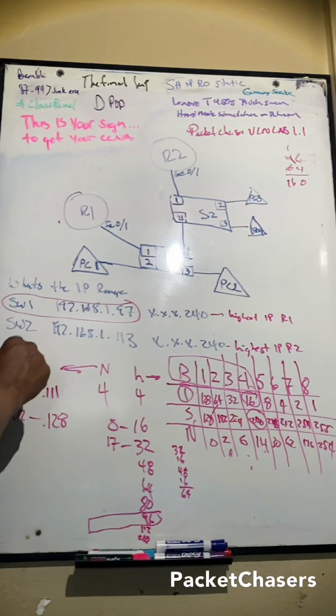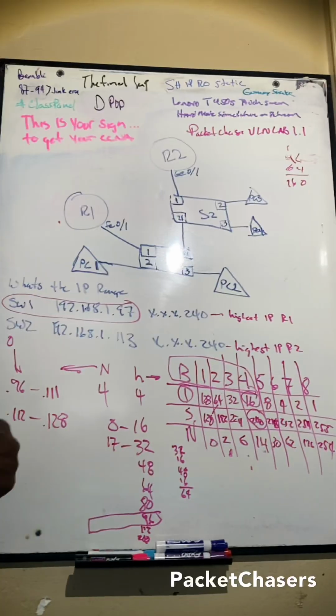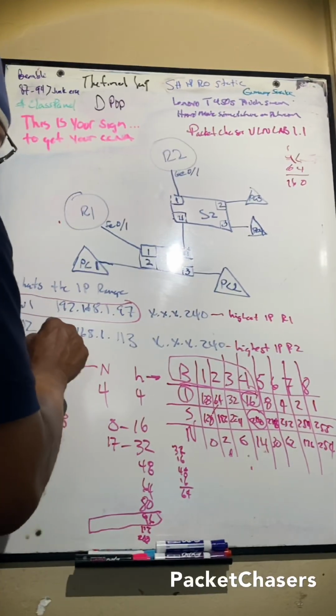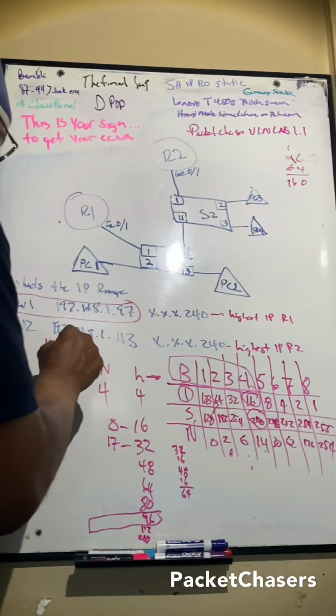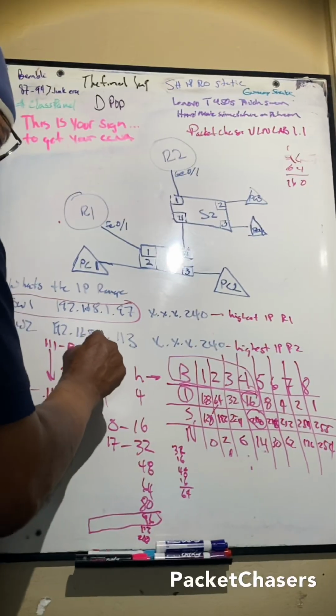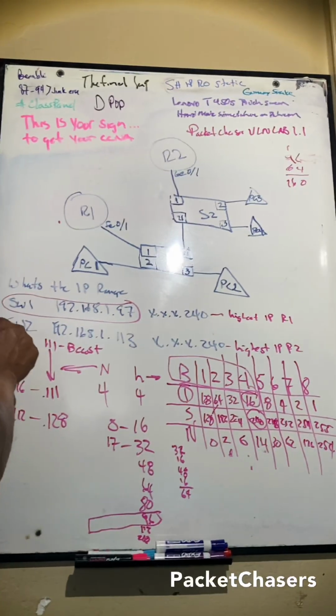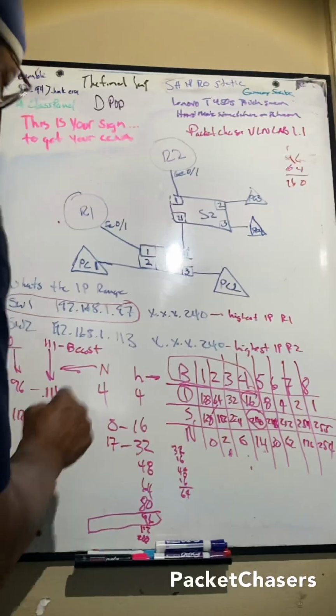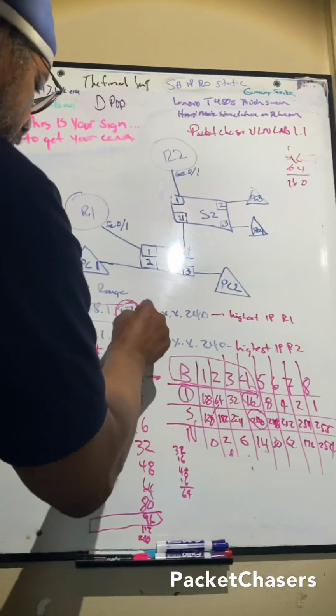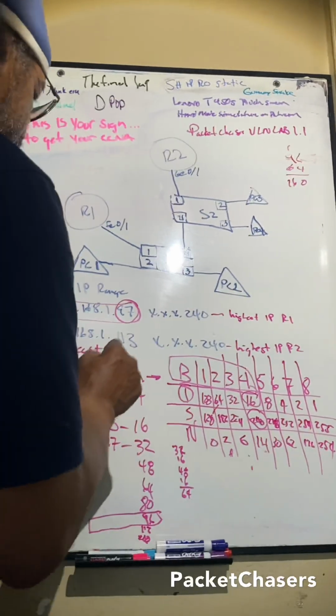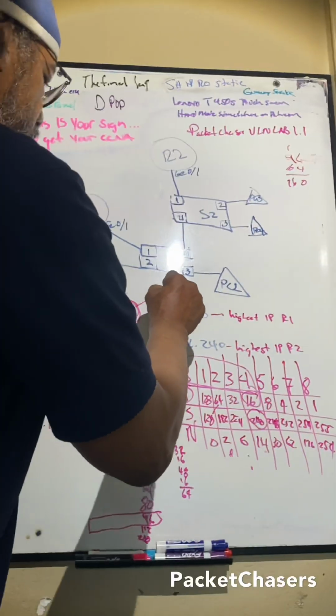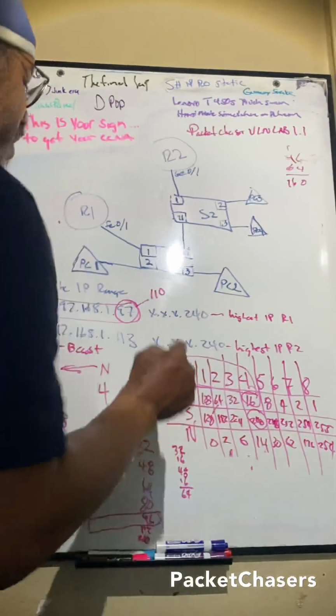So this right here is what we call the all zeros. And this right here is what we call the all ones. The all ones is the BCast, the broadcast. And then this is the net. So on the .96 net, the first IP we could use is .97, and then the last IP we could use is .110. Get me what I'm saying?